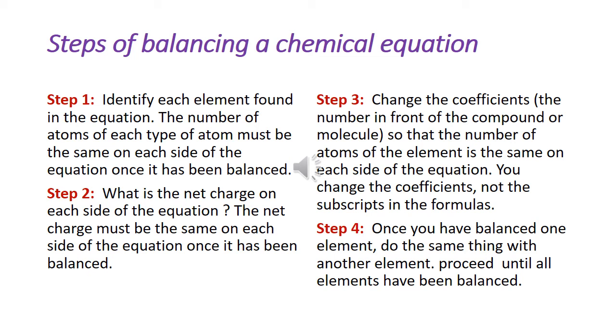Next is step number 4. Once you have balanced one element, do the same thing with another element. Proceed until all elements have been balanced. So if all elements are balanced on both the sides, then the simple equation is said to be balanced.